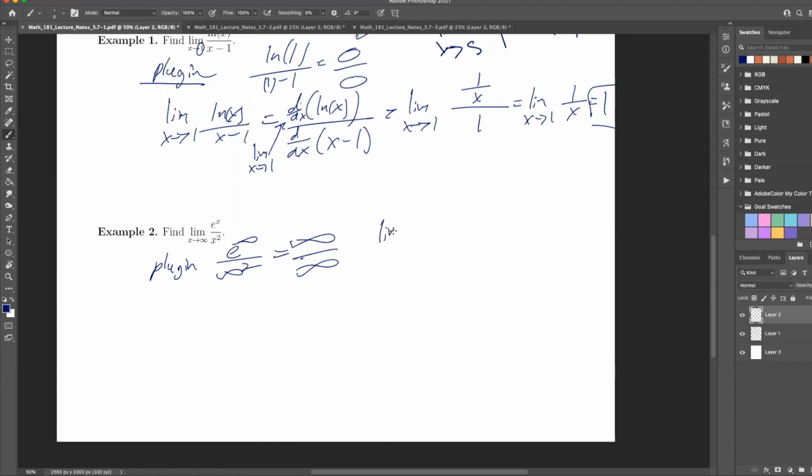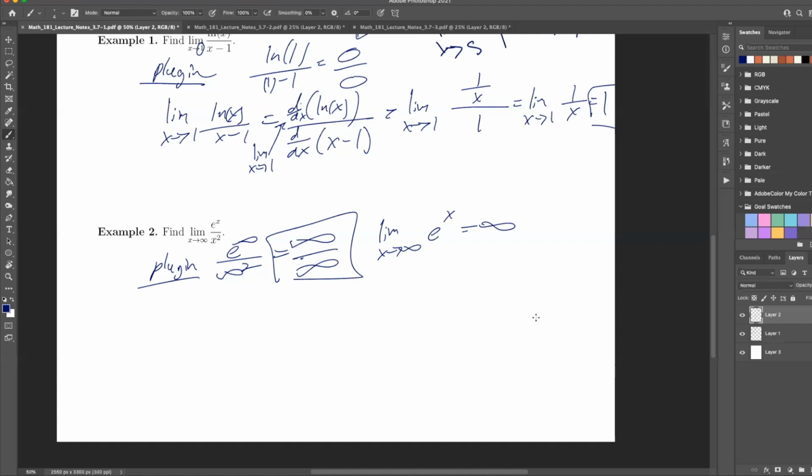Technically, what it should be is the limit as x approaches infinity of e to the x equals infinity. Technically, that's the way you should do it: do the top part, do the bottom part, show they equal infinity. Right. Just plug in and show this is an indeterminate form.